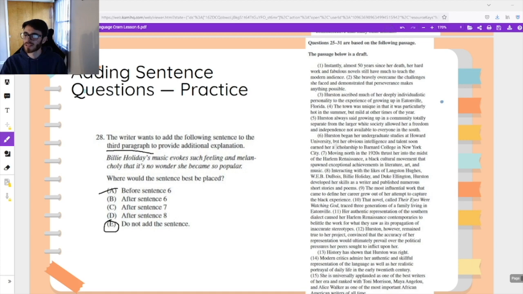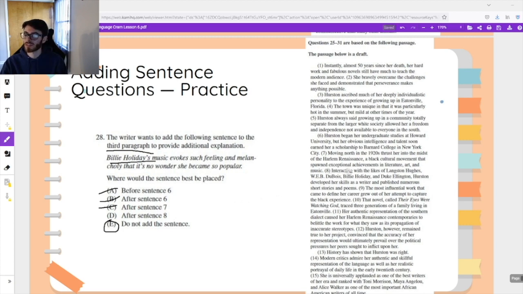After sentence 6, Hurston began her undergraduate studies, Barnard College, New York City, moving north in the 1920s. All right, so we're interrupting that with Billie Holiday's music. No, right? We're not talking about Billie Holiday at all in that part of the passage. After sentence 7, no, moving north, again, we haven't talked about Billie Holiday at all yet. So no. And then after sentence 8 is the only place it would potentially sort of kind of fit.